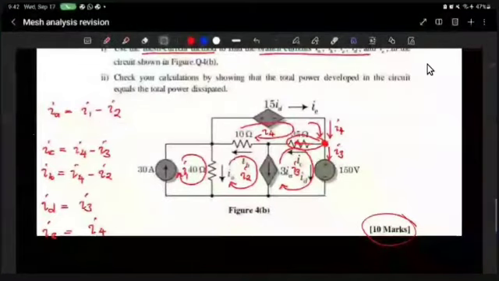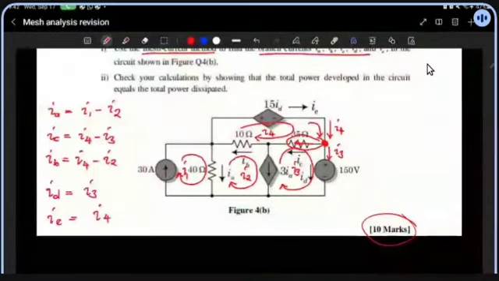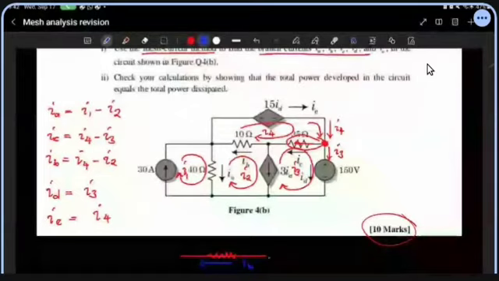Can you repeat how we got IB? So for IB, all I did was I isolated that resistor where IB is passing. The branch current is going this way. This is our IB. Then I showed the direction of each mesh current that affects that resistor. That resistor is affected only by two mesh currents, I4 and I2.